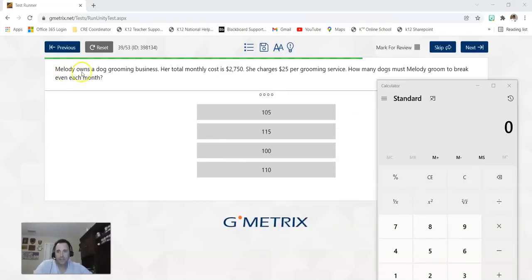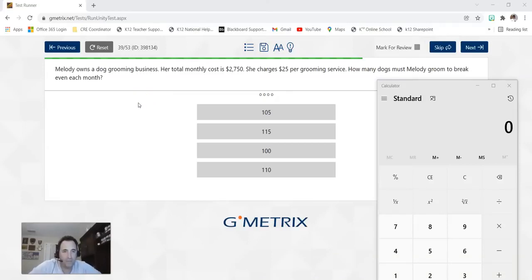All right, Melody owns a dog grooming business. Her total monthly cost is $2,750. She charges $25 per grooming service. How many dogs must Melody groom to break even each month? Okay, so this is a break-even point. This isn't making money. This is breaking even.